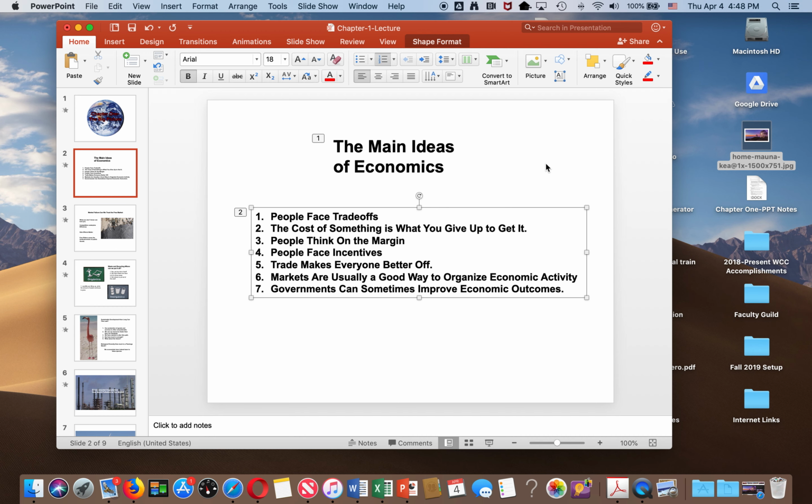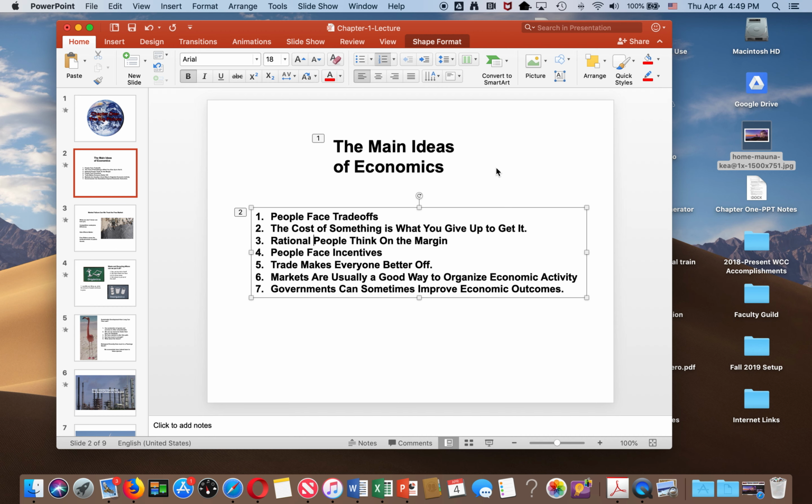Number three, people think on the margin. Margin means the next decision, and rational people think on the margin. So if you're rational, you're looking at your next decision and you're looking at the costs and benefits of that next decision. Number four, people face incentives. Incentives are rewards or punishments that get people to behave in a certain way. Incentives are used all the time in economics, and you'll see plenty of incentives in this course.